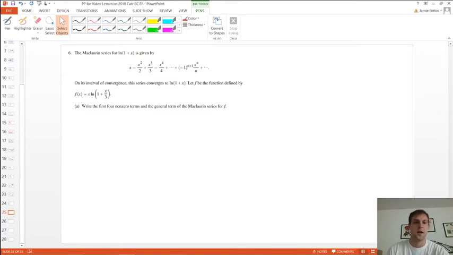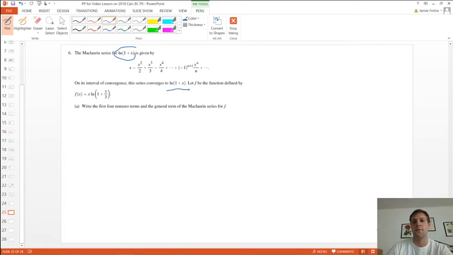It says the Maclaurin series for ln of 1 plus x. So first of all, we know what the Maclaurin series definition is. It's f of 0 plus f prime of 0 x plus f double prime of 0 x squared over 2 factorial. We know that formula, and we know how to use any function and find its derivatives, and we know how to simplify it down, but that's already been done for you here. It's already been done for ln of 1 plus x, and it told me the first 4 terms and the general term. Okay. And it says on this interval of convergence, the series is going to converge to ln of 1 plus x. Great. Okay.